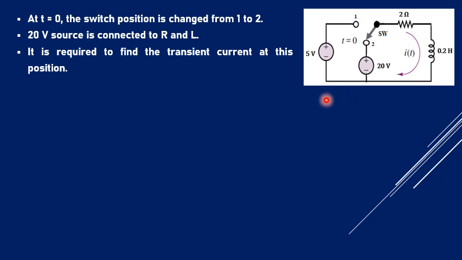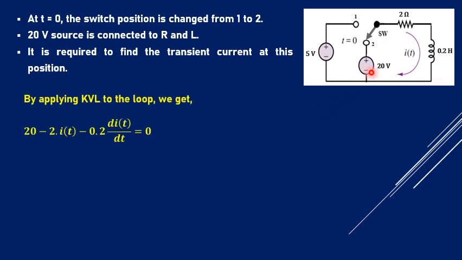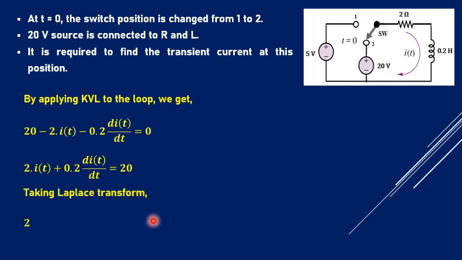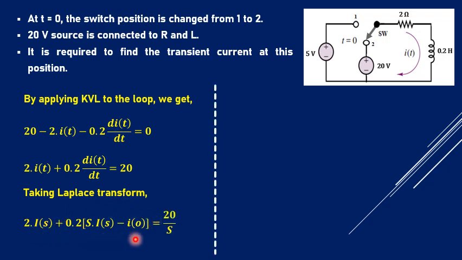As usual we will be writing Kirchhoff's voltage equation. So we will get 20 minus 2 into I of t minus 0.2 di of t by dt equal to 0. Just rearrange the terms. It is as simple as the previous problems you have solved, and take Laplace transform. So this I of 0 is the initial condition.